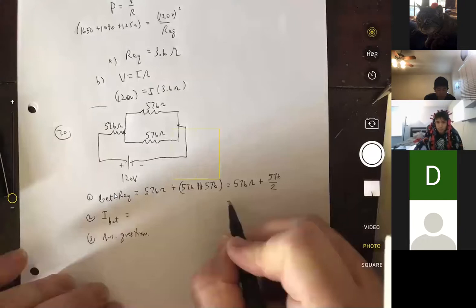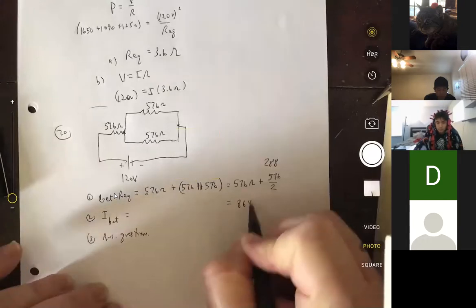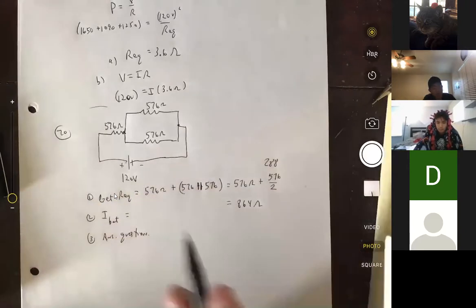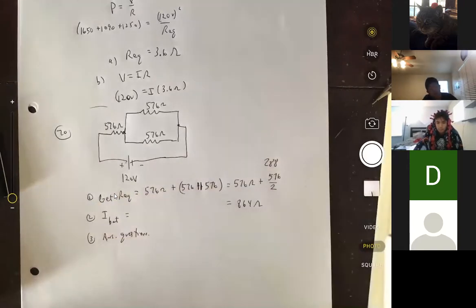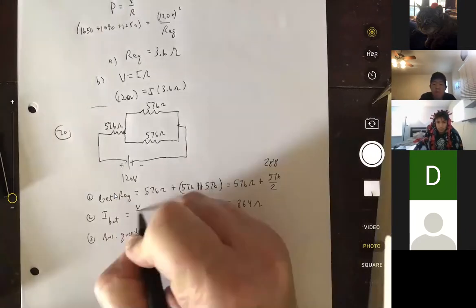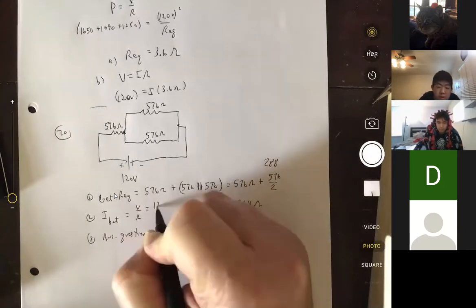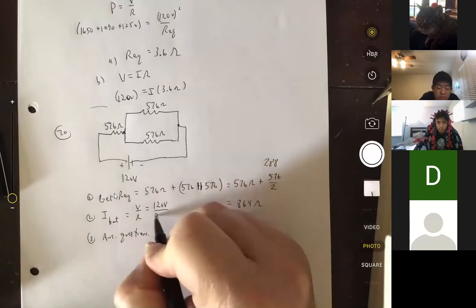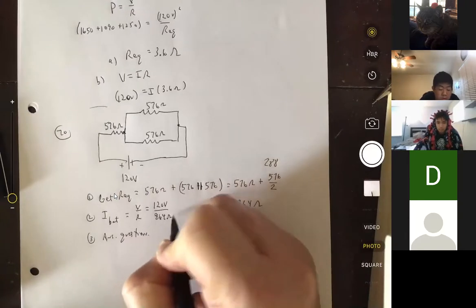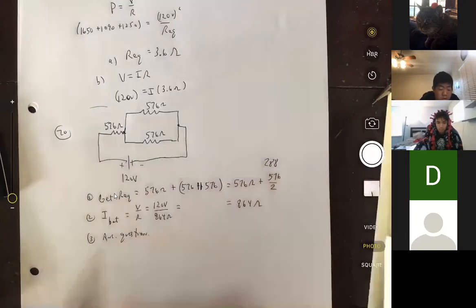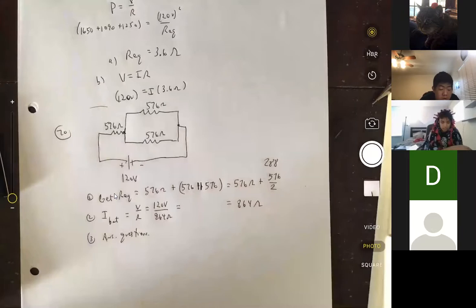Now I can find the current out of the battery. So my current out of the battery is going to be V over R, so it's going to be 120 volts divided by 864 ohms. And so I got 120 divided by 864, which is about 0.14 amps.